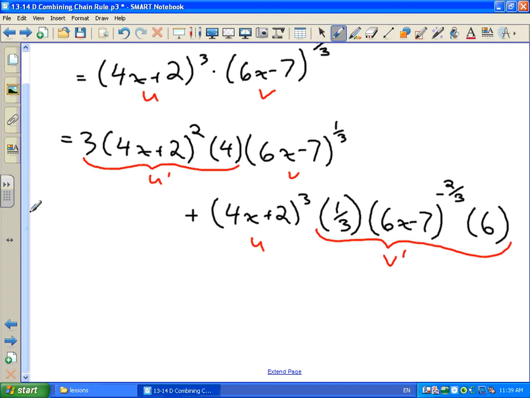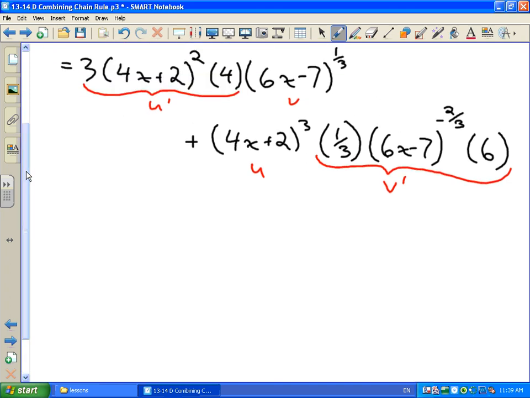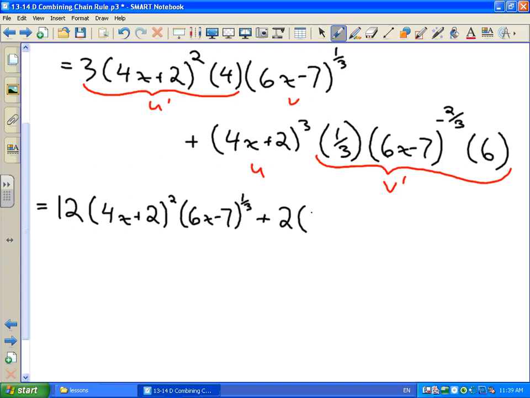Now we want to simplify this, and we want to factor it. So just slide that up like that. First thing I can do is probably combine my coefficients, or my constant terms, together at the front. So we'll have 12 (4x plus 2) squared (6x minus 7) to the 1/3, plus I've got a 1/3 and a 6, so that's going to leave me with a 2 (4x plus 2) cubed, and then (6x minus 7) to the negative 2/3.